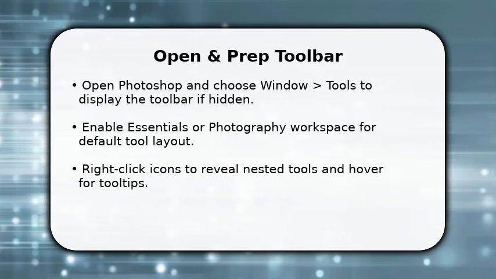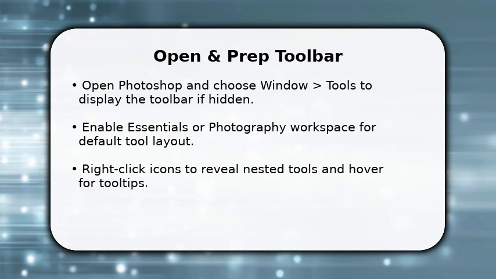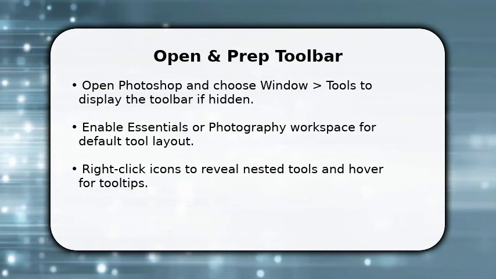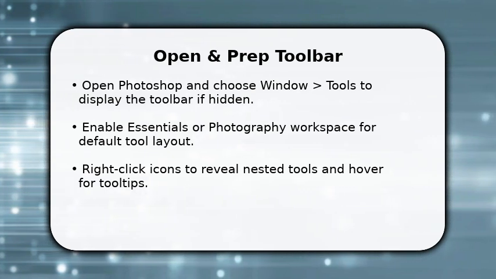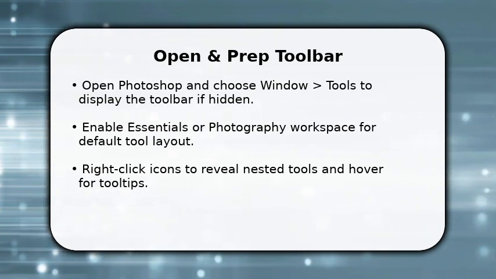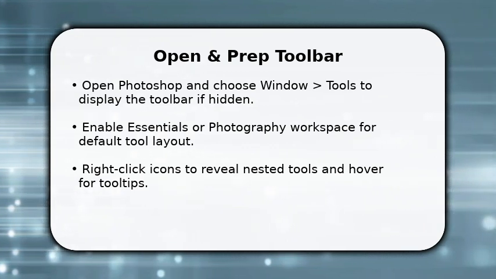You're in Photoshop now. Display the toolbar via Window Tools and pick a workspace like Essentials so tools sit predictably. First, scan the left column to spot the Move and Marquee. These start most edits. Once done, right-click any icon to expose nested tools and hover to read names and shortcuts.